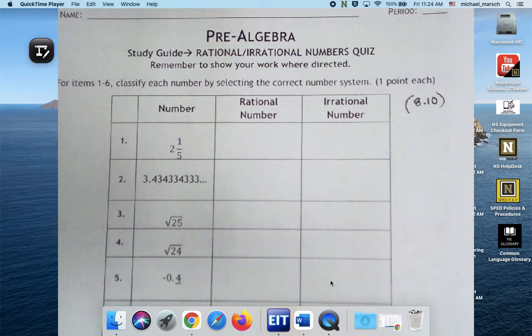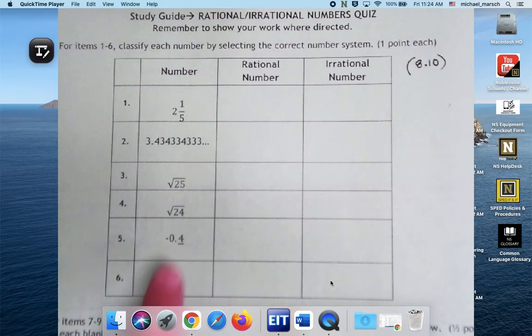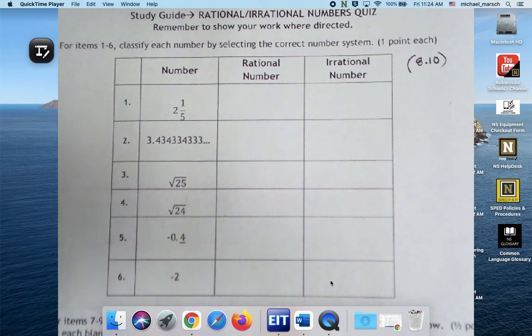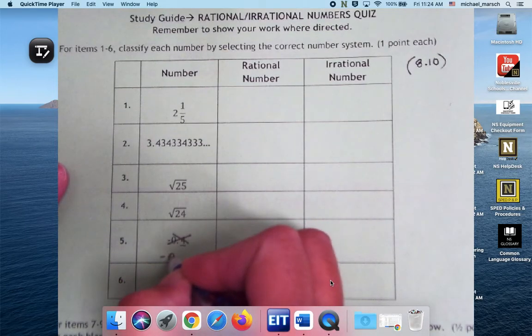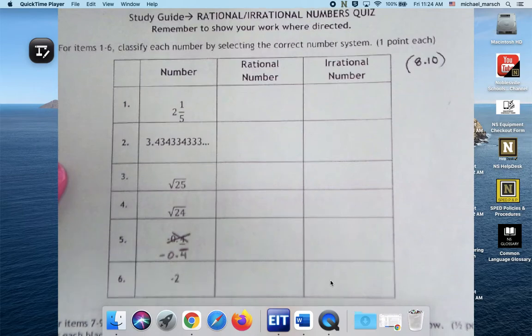Well, as well as other things that I want you guys to know. So if you look at number 5, clearly this is in the wrong place. So this should be negative 0.4 with the repeating symbol over the 4.